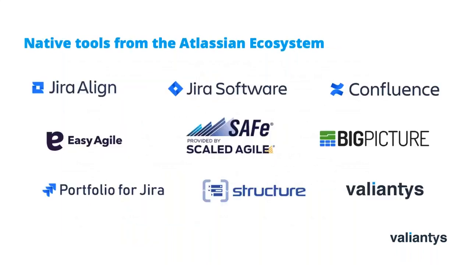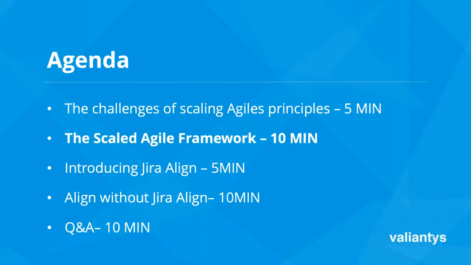The native tools from the Atlassian ecosystem allow us to overcome the scaling challenge. I will share some products which I evaluated from the Atlassian ecosystem which can support scaled Agile implementations. Before we explore the tools, let's take a look at the Scaled Agile Framework, SAFe 5.0.